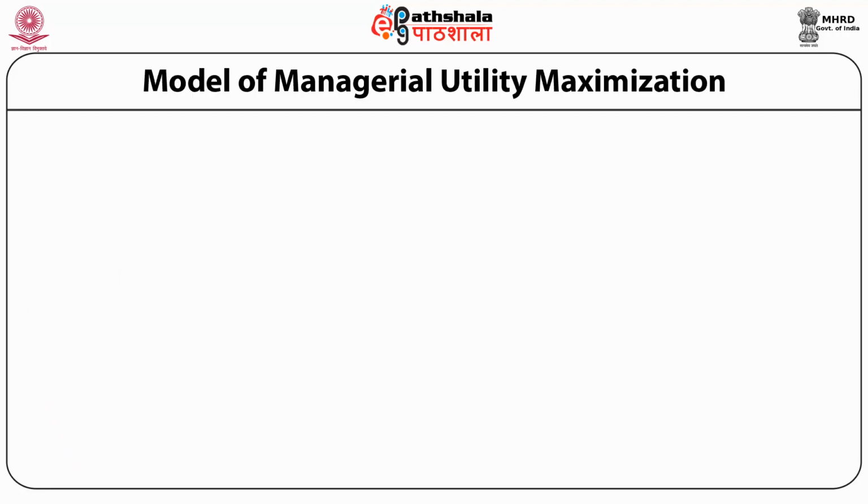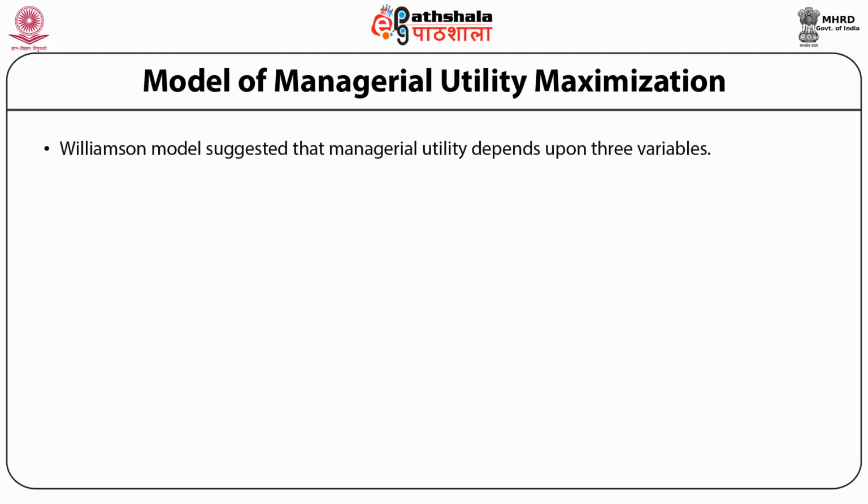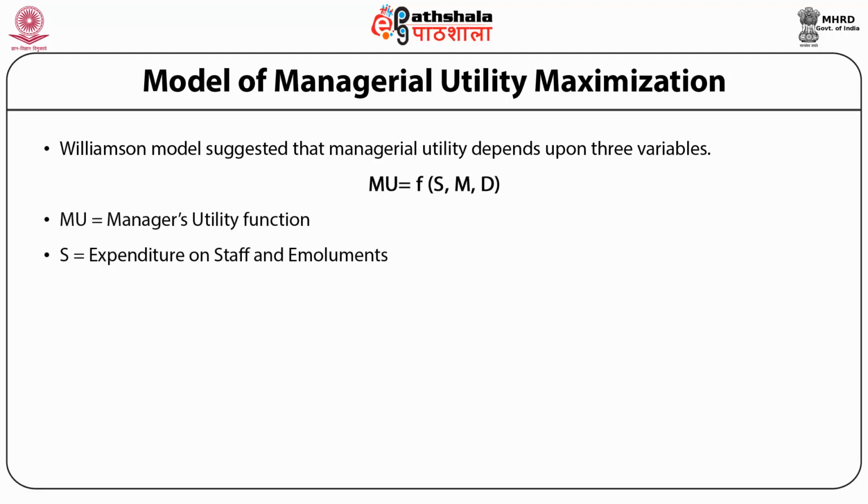The model of managerial utility maximization. Williamson's model suggested that the managerial utility depends upon three main variables. Managerial utility is a function of S, that is expenditure on staff and emoluments, M, that is managerial slack, and D, that is discretionary investment.